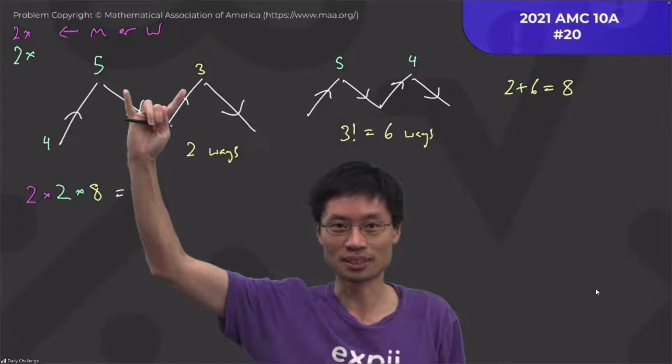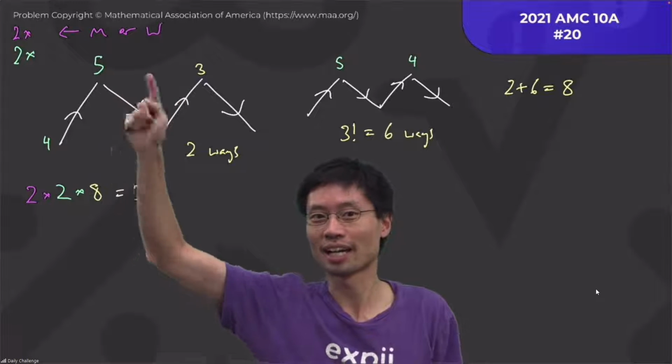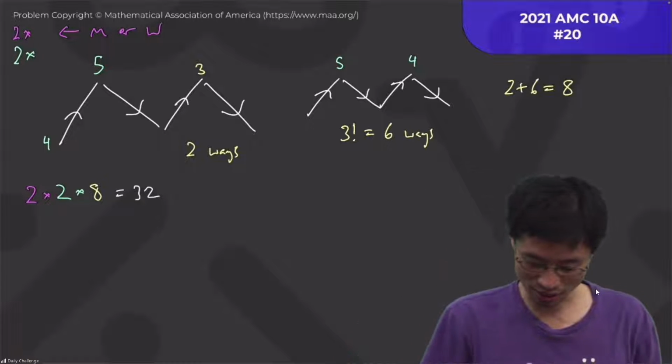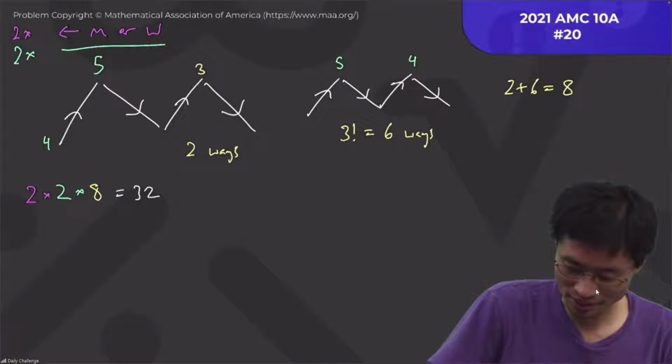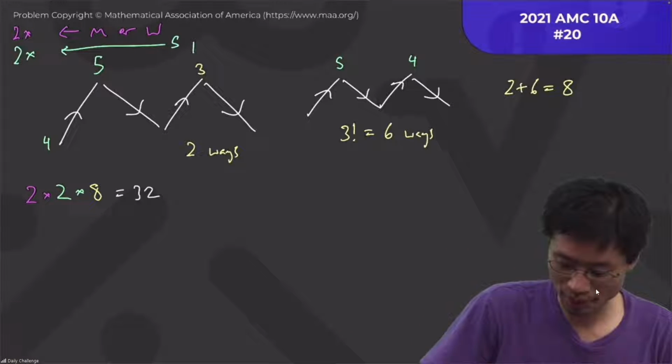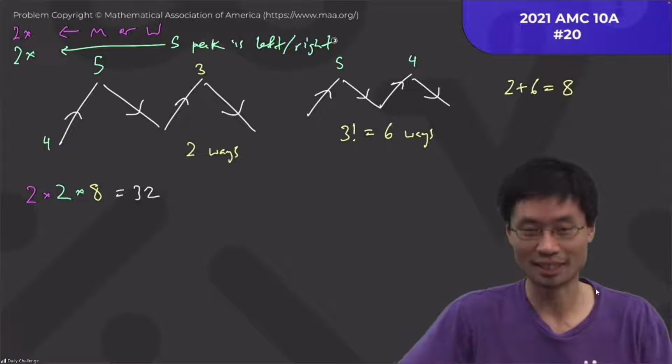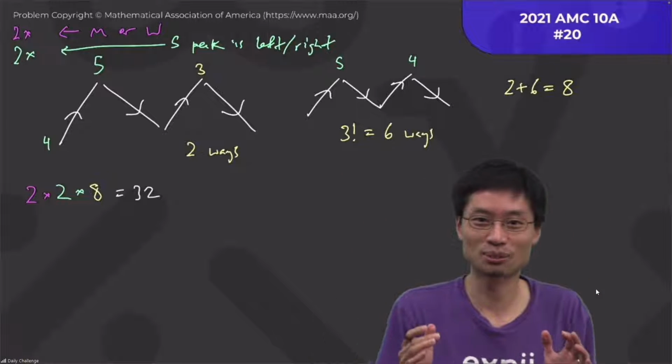But by symmetry, it's the same number of M's where 5 peaks on the left as when 5 peaks on the right. So there's a 2 here, times 2, where I'm just going to say that the 5 peak is the left one or the right one. There's only 2 peaks in the M. Then suddenly my number of cases reduces by a lot.